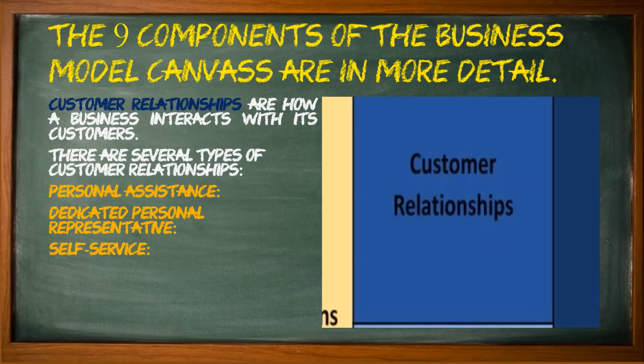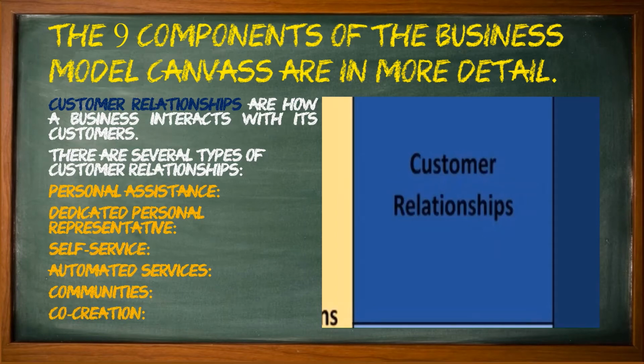Self-service: it maintains no relationship with the customer but provides what the customer needs to help themselves. Automated services: this includes automated processes or machinery that helps customers perform services themselves. Communities: these include online communities where customers can help each other solve their problems about the product or service. Co-creation: here the company allows the customer to get involved in the designing or development of the product.